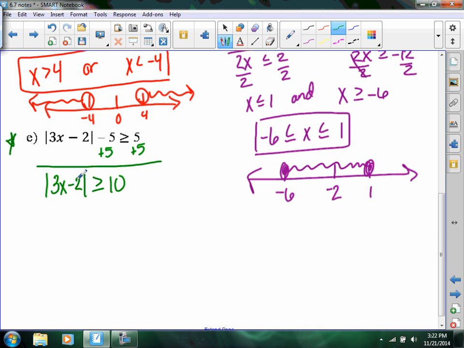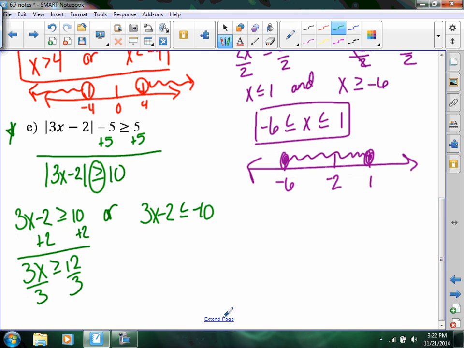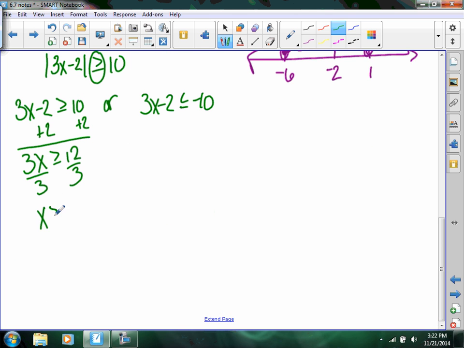So I'm going to have to set this equal to 10 and negative 10. So 3x minus 2 greater than or equal to 10. And then 3x minus 2, flip the sign, make the number negative, less than or equal to negative 10. Now originally I had a greater than, so this will be an or graph. So then I'm going to add the 2. 3x is greater than or equal to 12. And divide by 3. So x is going to be greater than or equal to 4.